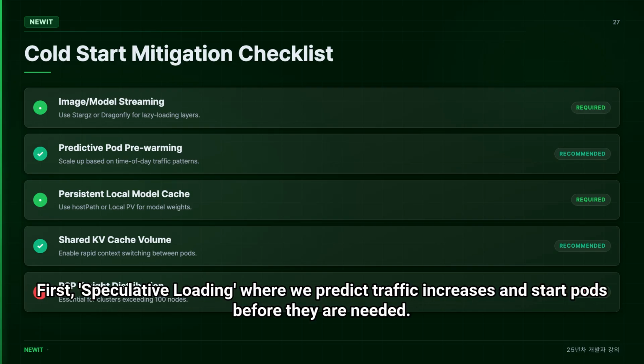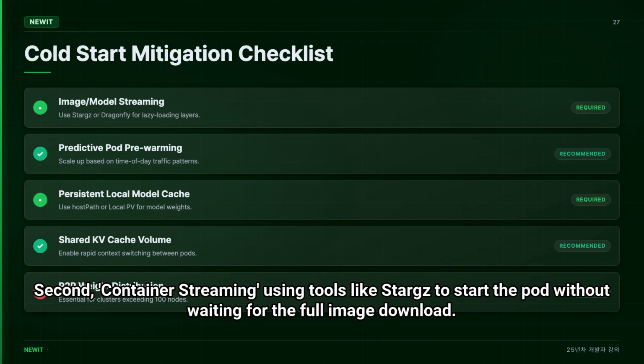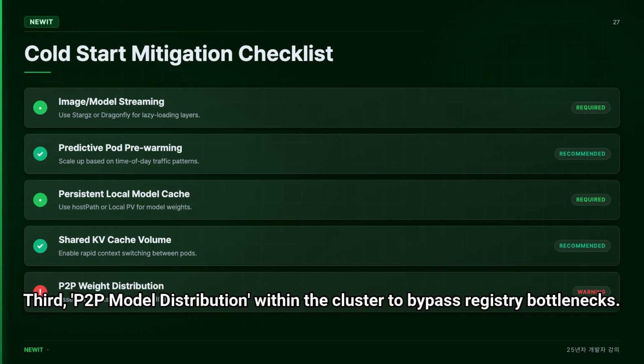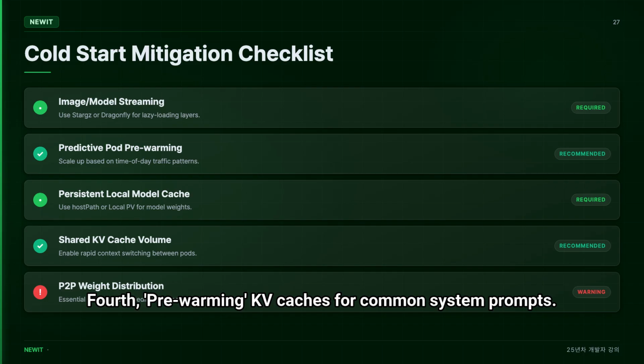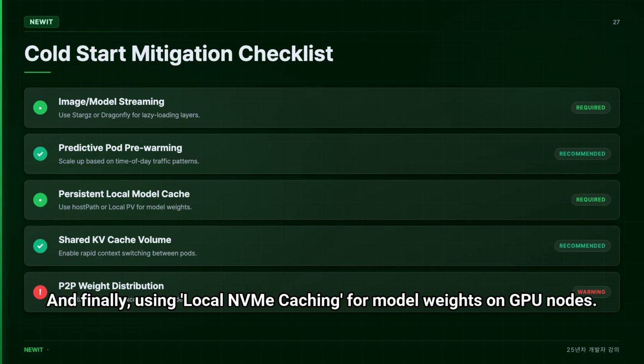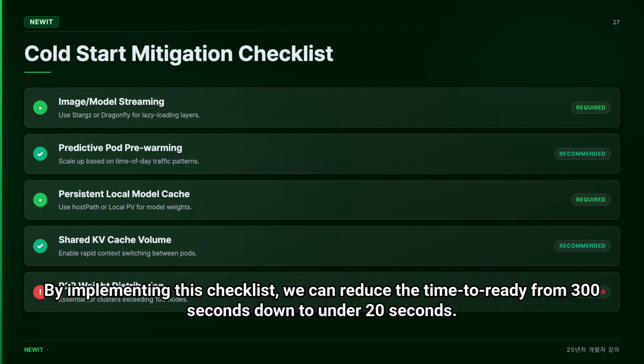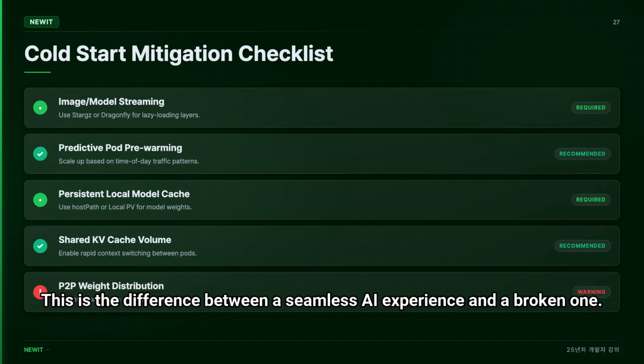First, speculative loading, where we predict traffic increases and start pods before they are needed. Second, container streaming, using tools like Stargz to start the pod without waiting for the full image download. Third, P2P model distribution within the cluster to bypass registry bottlenecks. Fourth, pre-warming KV caches for common system prompts. And finally, using local NVMe caching for model weights on GPU nodes. By implementing this checklist, we can reduce the time to ready from 300 seconds down to under 20 seconds. This is the difference between a seamless AI experience and a broken one.